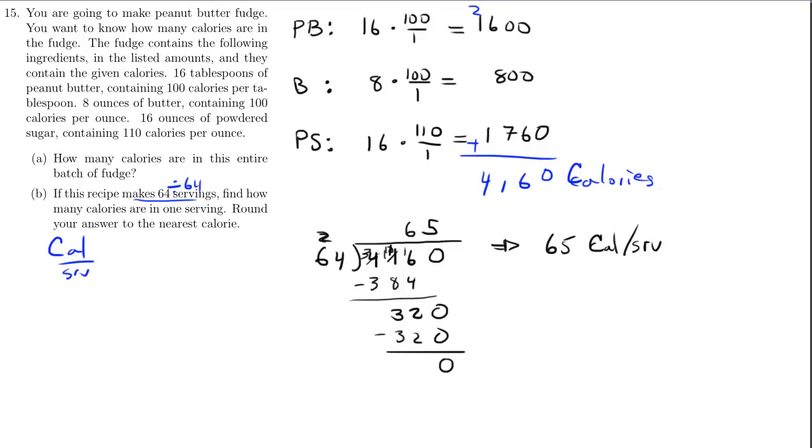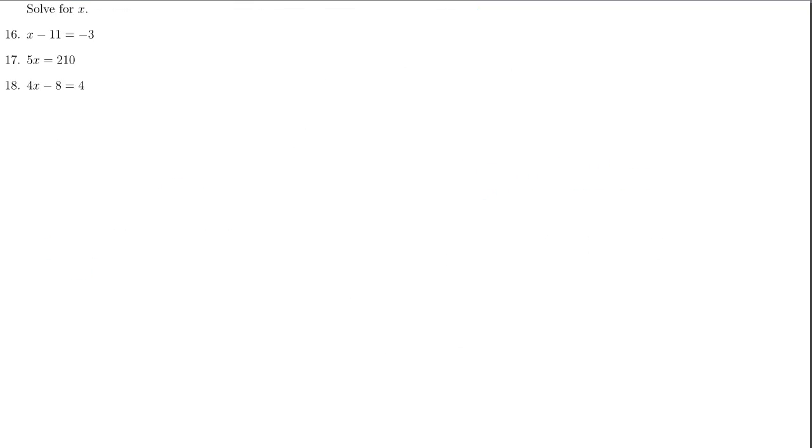Awesome. Next one. We're into chapter 2. We're solving for x. I'm going to take x minus 11 and set it equal to a negative 3. To get our solution, we add 11 to both sides. Remember, it's always both sides. And when we do, we'll have 11 minus 3, or 8, as our solution.